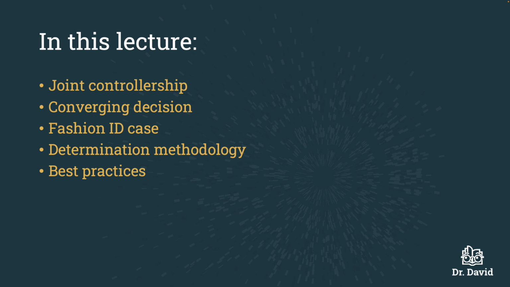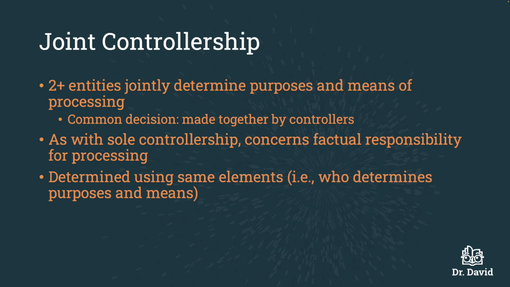And then again, for those of you that like clear, structured, bright lines or bullet lists that help us to determine something, I've put together a determination methodology to help you determine whether or not this is a joint controllership situation. And finally, we have some best practices. So, joint controllership is when we have two or more entities that jointly determine the purposes and means of processing.